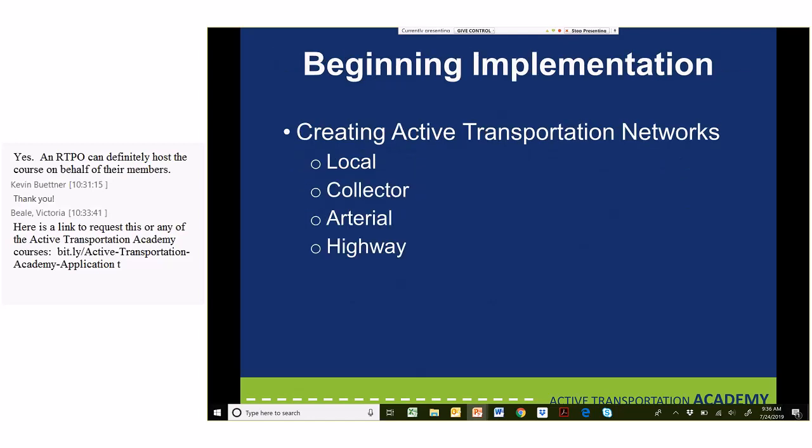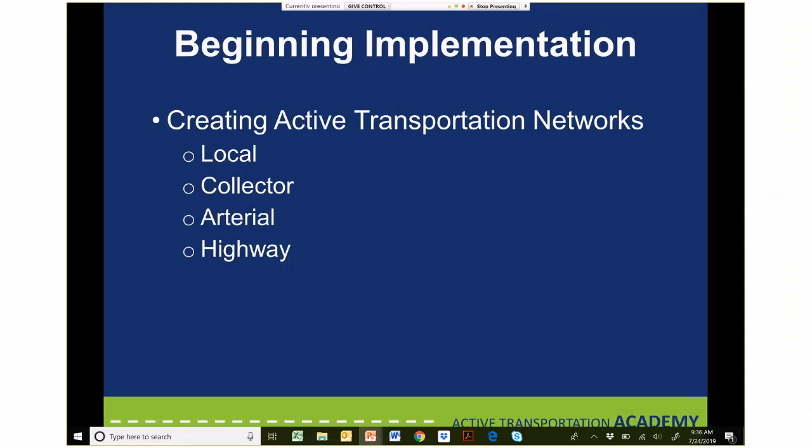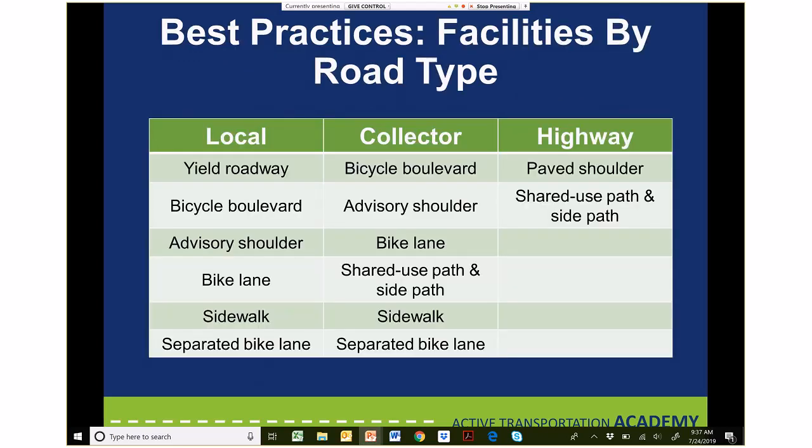And so then we start talking about implementation and how to actually create active transportation networks. So looking at the different types of the roadway hierarchy and what might be appropriate on the different street types as a way to tier the implementation strategy, if you will. So we provide some guidance on what the best practices by facility type are.